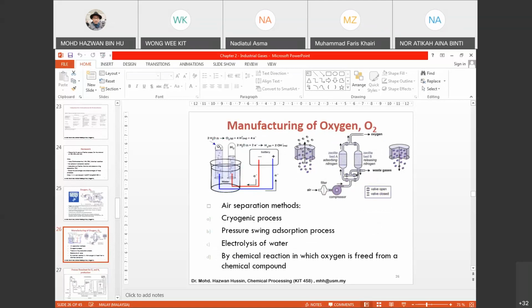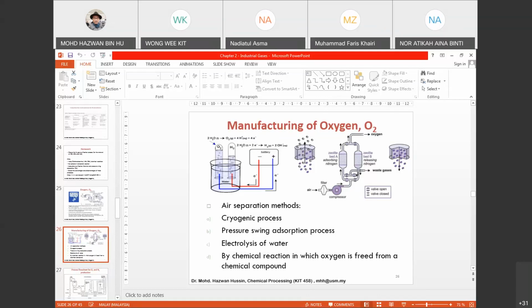The manufacturing of oxygen gas can be done in various ways. It can be produced via, of course, air separation, because atmospheric air contains a certain amount of oxygen. And from the separation using an adsorber, you can actually separate oxygen.